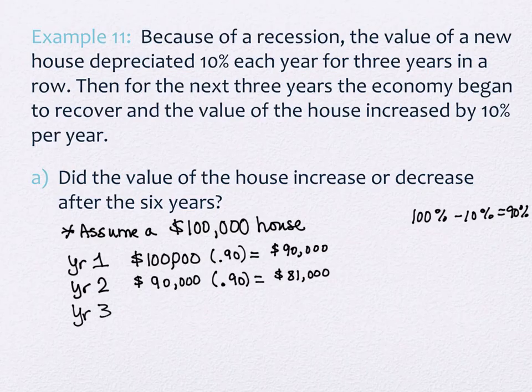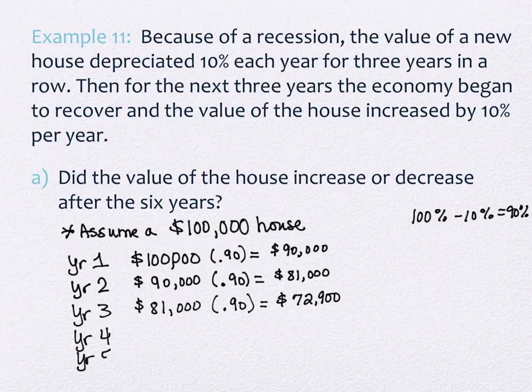Year 3, one more time of a decrease, but now it's worth 81,000. And it's going down another 10%. So I take my 81,000 times 0.9. What do I get? 72,900. Excellent.